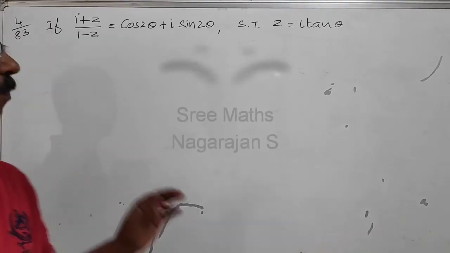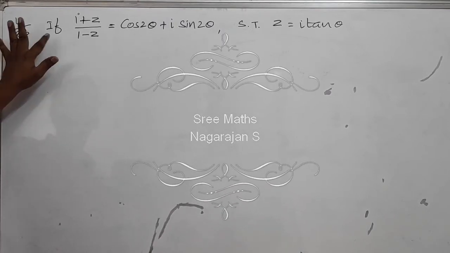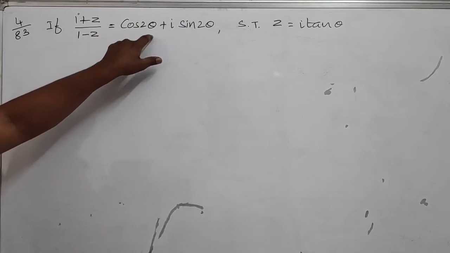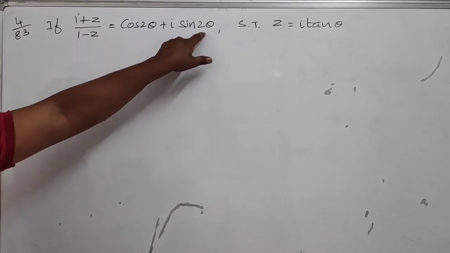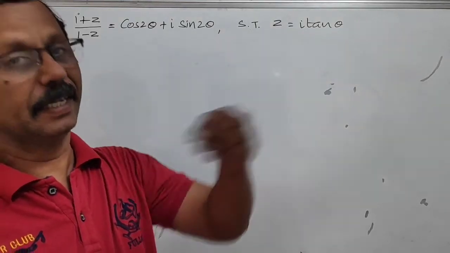Hi students, let us see the fourth problem given at page number 83. The question is, if (1 plus z) by (1 minus z) is equal to cos 2 theta plus i sin 2 theta, then show that z is equal to i tan theta.